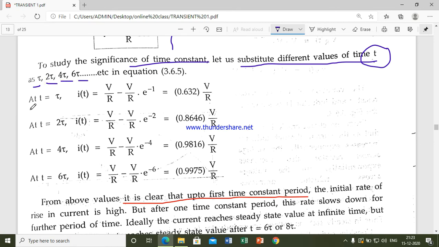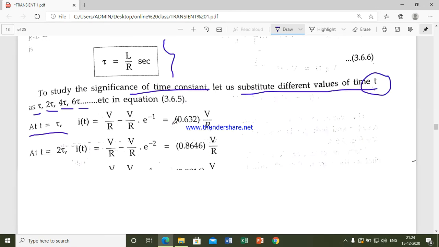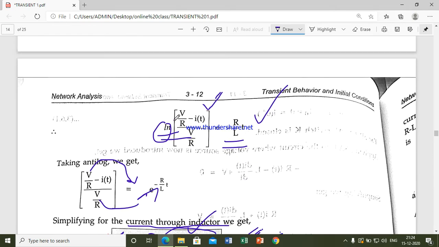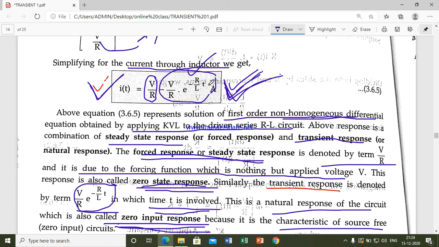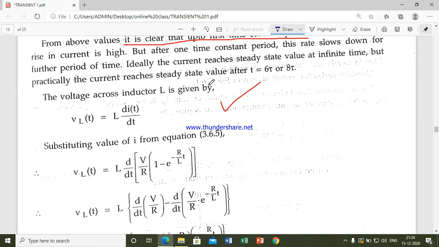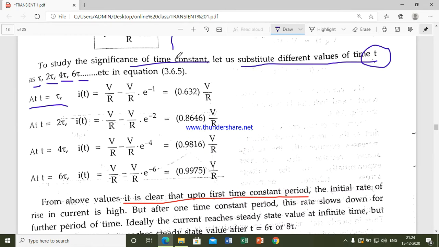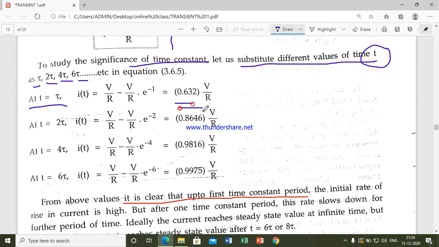Like this. At the first time instant, t equal to τ, you can substitute this expression t equal to τ in the above derivation expression. If you substitute that and calculate, you will get 0.632 V by R. At the next time instant, t equal to 2τ, we will get the I of t expression as what? 0.864.